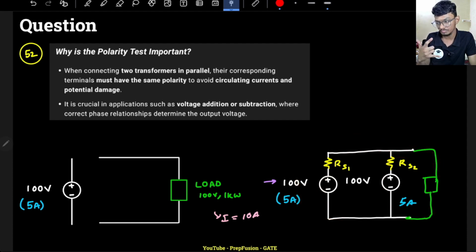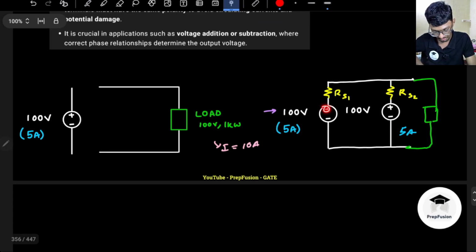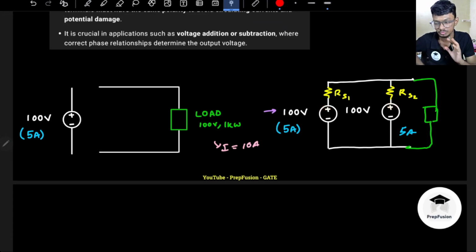Transformers are similar. If the rating of the transformer is 100 kVA and I have a load of 200 kVA, I can connect two 100 kVA rated transformers in parallel so that both together can supply the power or the energy. But what is the problem? The problem is, if by any chance the positive terminal is not connected with the positive, there will be huge problems. What kind of problems?